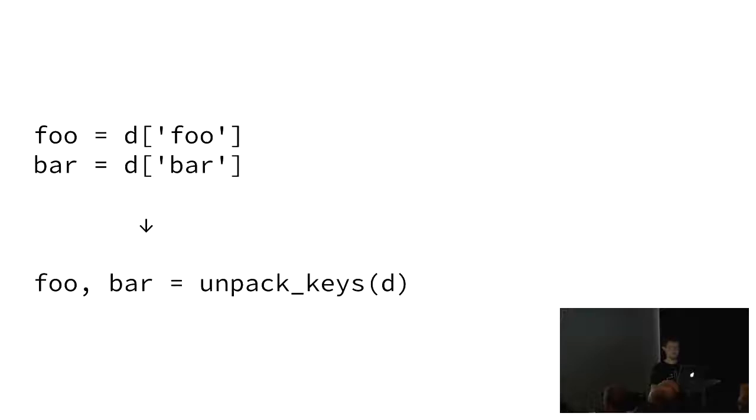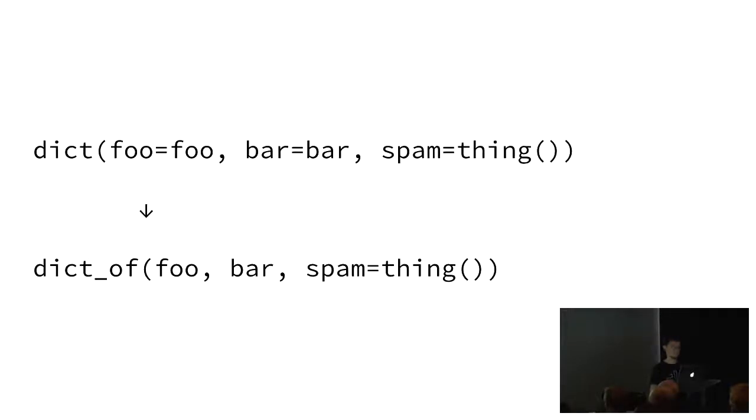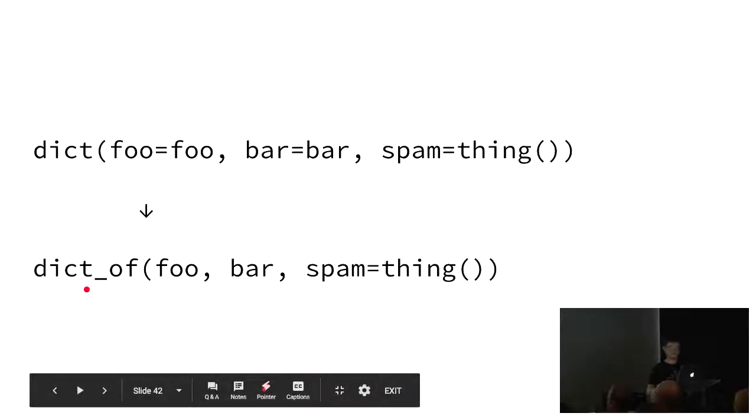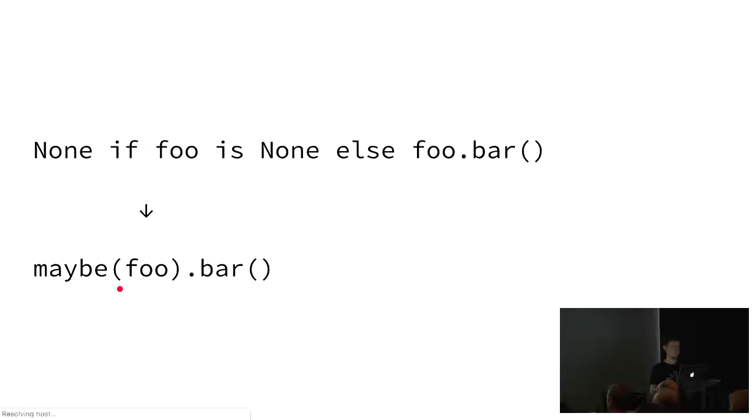Here's a couple more examples along similar lines. Python has tuple unpacking. Why not dictionary unpacking? Other languages have it. Or very similarly, you can unpack attributes. Here's another common annoying pattern: specifying dictionary keys that are the same as your variable name. So the spell dict_of fills in those keys for you.